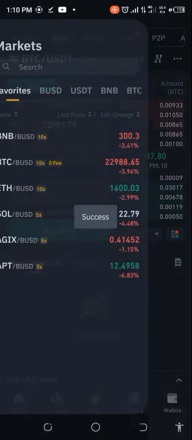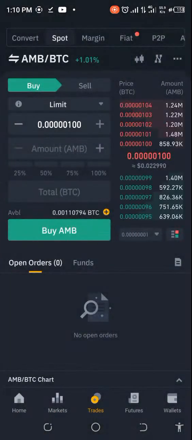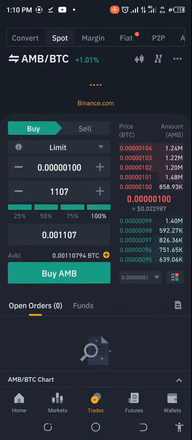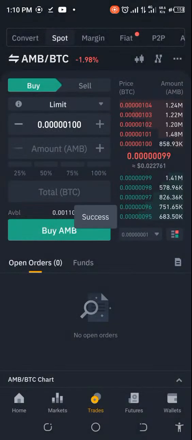So we go back to AMB BTC, and then we go ahead and purchase that. Okay, so what we have here is 1107. Let's make sure that we get that completely. And then we just buy that, and let's see that everything is going on fine. And we purchase. Perfect, so that is done.